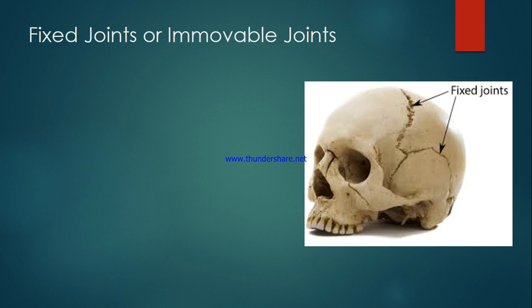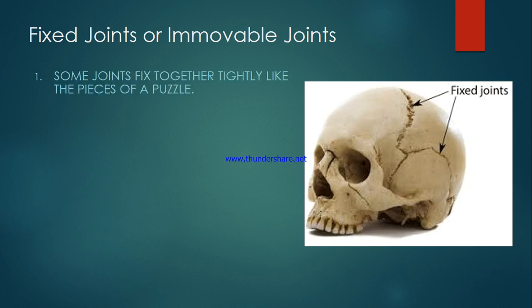The third joint is fixed joints or immovable joints. You have easily observed the fixed joint in the diagram. Some joints fix together tightly like the pieces of a puzzle. They don't allow the joining bones to move.